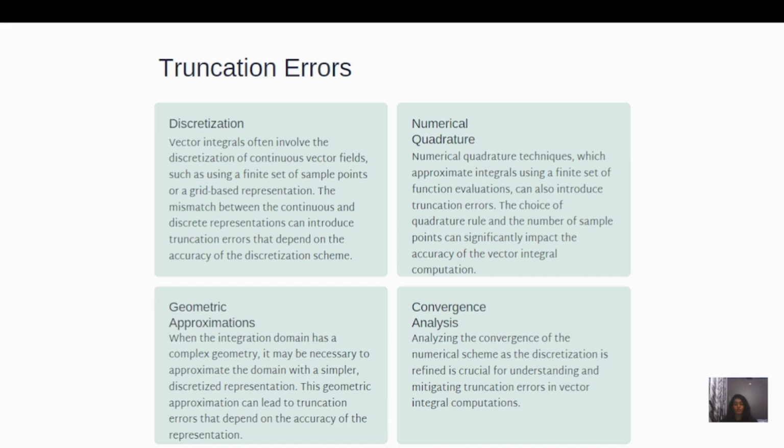Geometric approximations. When the integration domain has a complex geometry, it may be necessary to approximate the domain with a simpler discretized representation. This geometric approximation can lead to truncation errors that depend on the accuracy of the representation. Convergence analysis. Analyzing the convergence of the numerical scheme as the discretization is refined is crucial for understanding and mitigating truncation errors in vector integral computations.